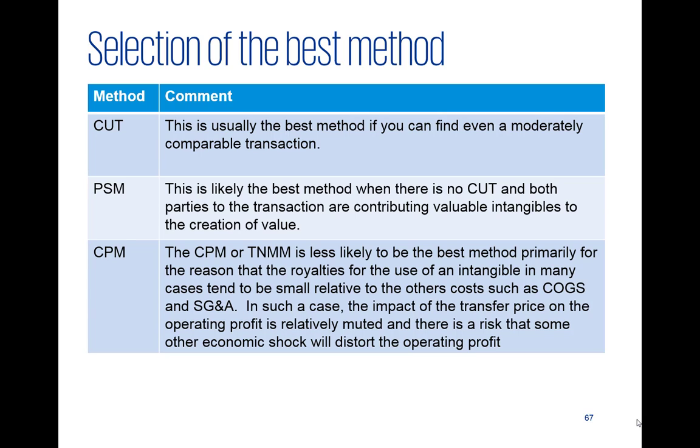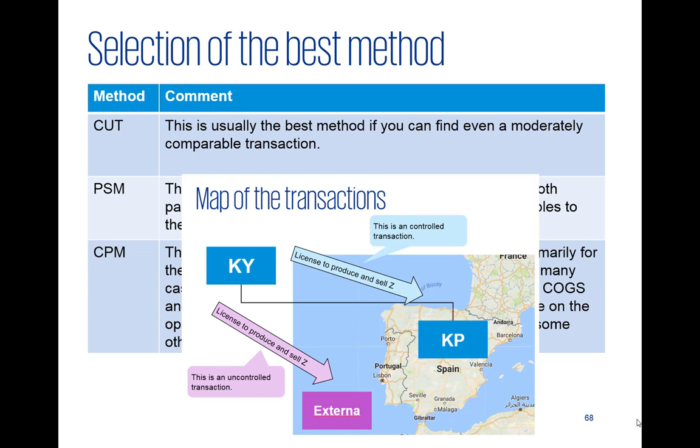We talked about three methods in these videos that you might use: the CUT, the profit split method, and the comparable profits method. Essentially, a quick recap: we did an example about a company, KY, that licenses its technology to its subsidiary in Spain, KP. And the CUT is usually the best method you're going to find for dealing with intangibles.